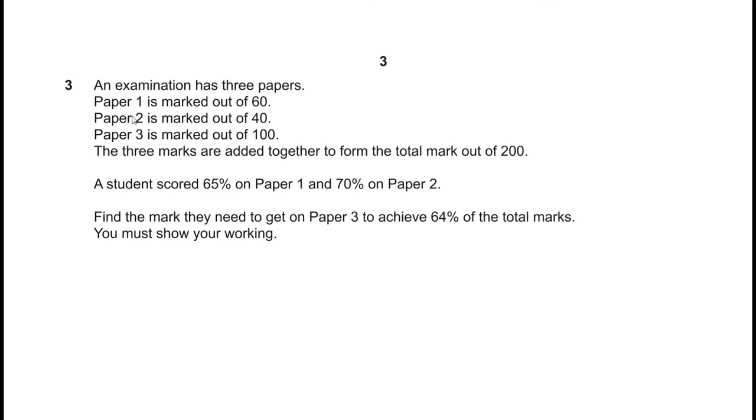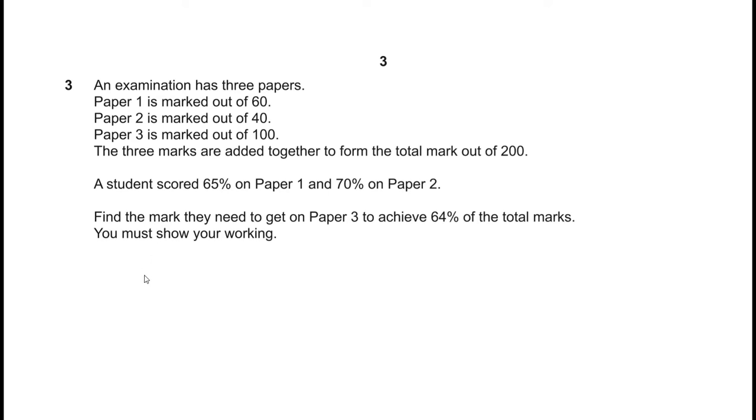Question number 3. An examination has 3 papers. Paper 1 is marked out of 60, paper 2 is marked out of 40, paper 3 is marked out of 100. The 3 marks are added together to form the total mark out of 200. A student scored 65% on paper 1 and 70% on paper 2. You have to find the pass mark they need to get on paper 3 to achieve 64% of the total marks. You must show your working.